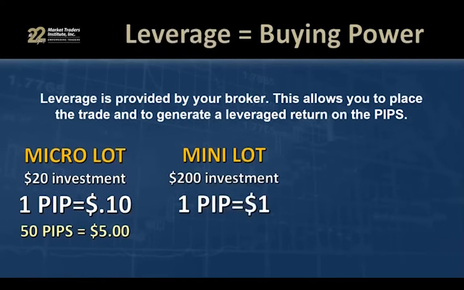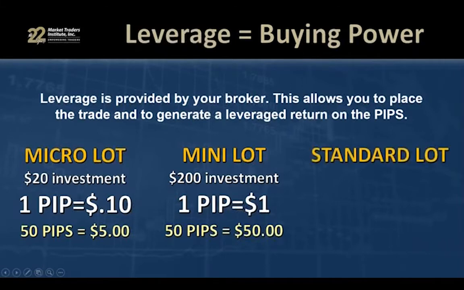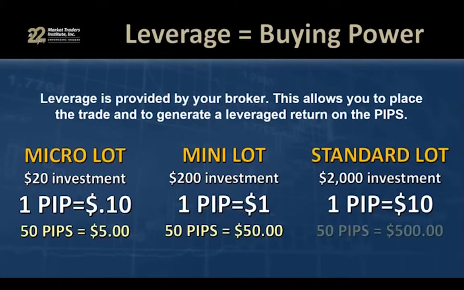The next lot size is what's called a mini lot. A mini lot is about a $200 investment from your trading account. In this case here, each pip that we capture is now going to be worth about $1. So now those 50 pips are going to be worth about $50 in profit. And we have what's called a standard lot. A standard lot is the standard by which most traders strive to achieve in this market. A standard lot is a $2,000 investment from your trading account. Each pip is now going to be worth $10. So those 50 pips are now going to be worth about $500 in profit.